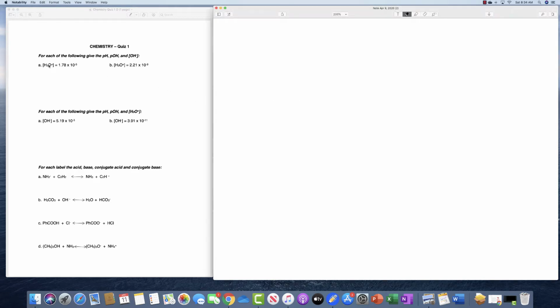So the first is to find the pH, pOH, and the hydroxide ion concentration given these various hydrogen ion concentrations. And the first one here is 1.78 times 10 to the minus 5. Now the easiest thing to do starting out is to find the pH for this. And the pH is going to equal the negative log of this number, 1.78 times 10 to the minus 5.